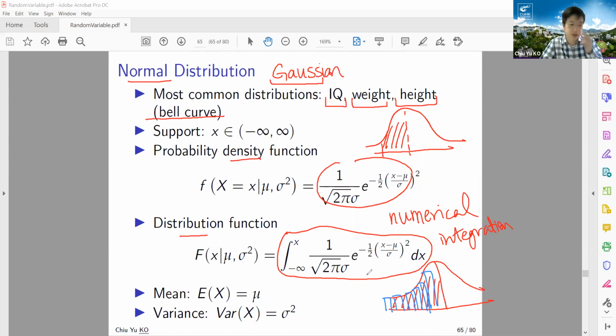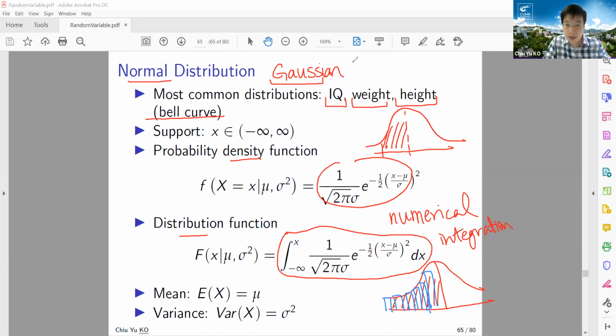Nowadays, the computer is so convenient, right? So we will tell you how to do it using the Excel spreadsheet approach, instead of asking you to check the Z table in the textbook like in the old days. So we'll rely on the computer to do it, okay?